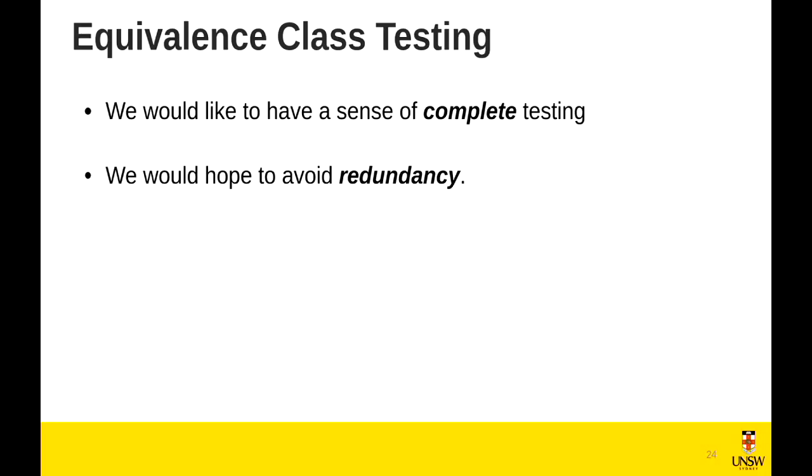So just now with boundary value testing, the process of generating the test cases is quite systematic, right? We are trying to go through every possible combination of different extreme values of different variables. So it is somehow complete. For equivalence class testing, we also want the test case generation to be complete. So we want to have a sense of completeness.